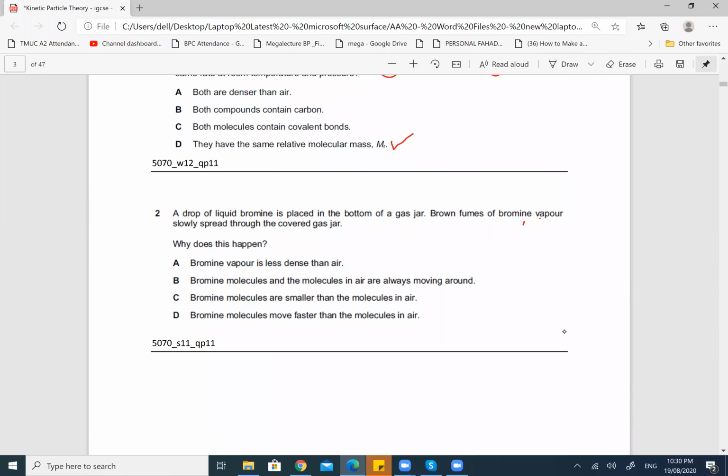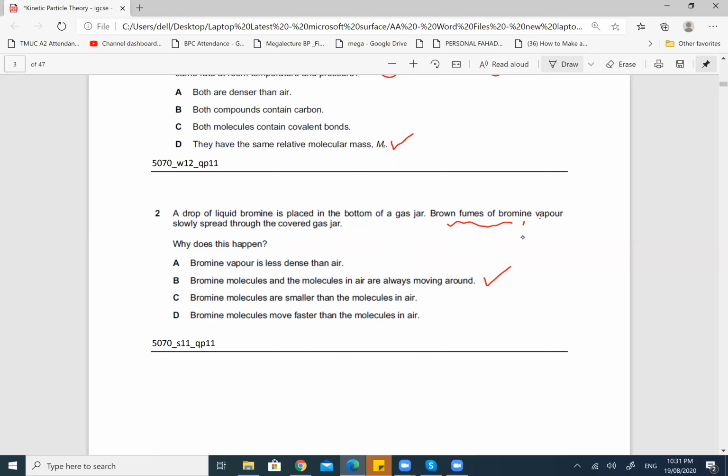Next one is that a drop of liquid bromine is placed in the bottom of a gas jar. Brown fumes of bromine slowly spread through the covered gas jar. So he's already told you that bromine has brown fumes. Why does this happen? Because bromine molecules and molecules in air are always moving around. That's why they're spreading out.